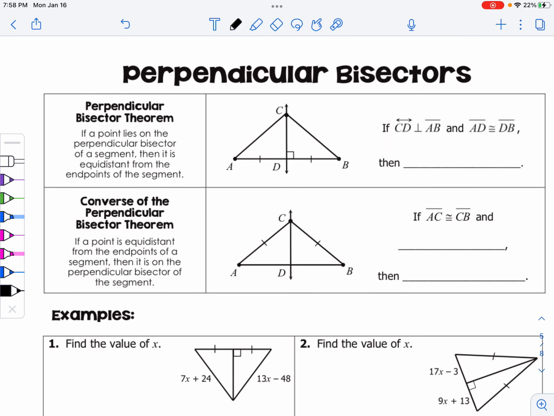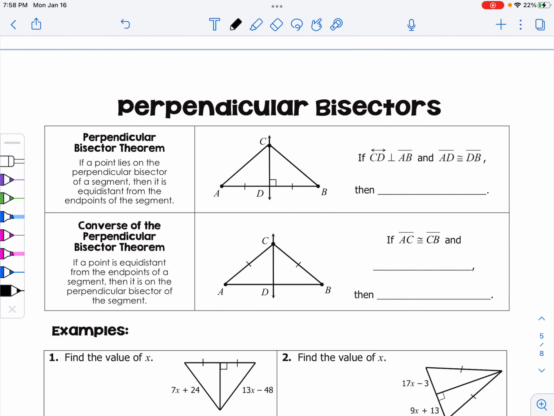Perpendicular bisectors. So you guys know that perpendicular means it creates a 90-degree angle. Bisect means it cuts the side in half. So not only are we going to create a 90-degree angle, but you're going to have a segment or a line or a ray or something. And in this picture, we're actually looking at that thing, CD. In this case, it would be a line.